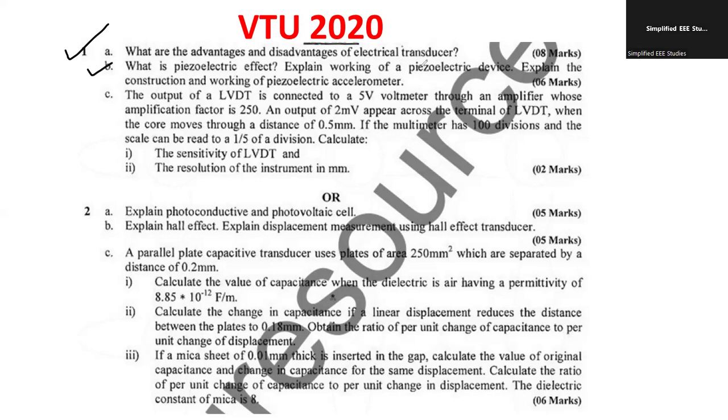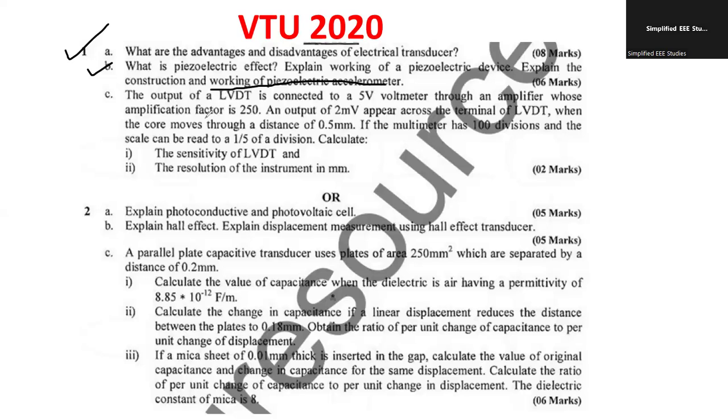Other one is what is piezoelectric effect. Explain the working of piezoelectric device. Piezoelectric crystal you can explain. For example, piezoelectric accelerometer. Explain the construction and working of piezoelectric accelerometer. Very simple. Weightage is 6 marks. So you divide: what is piezoelectric crystal effect, 2 marks. Explain the working of piezoelectric device, another 2 marks. Explain the construction and working of piezoelectric accelerometer, 2 marks. Please restrict your answer because it is only 6 marks. 2 plus 2 plus 2. That will be the way of giving the answer key. I request you to respect the time as well.